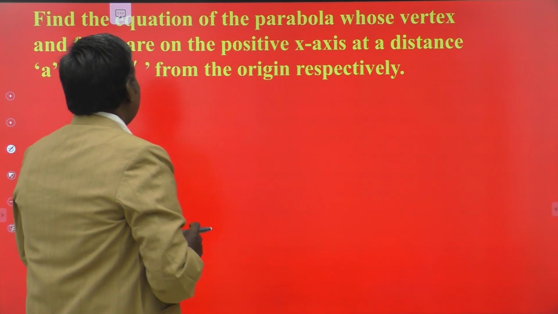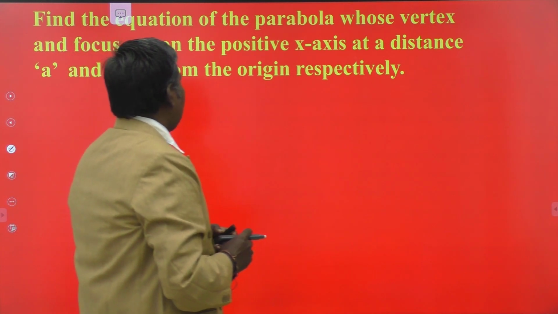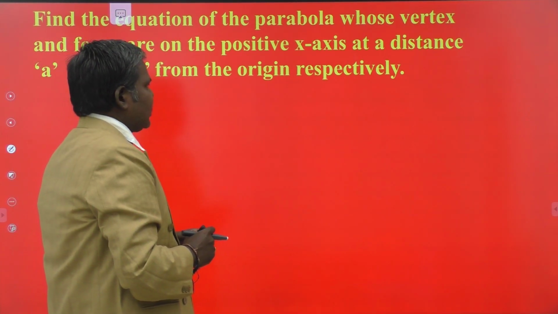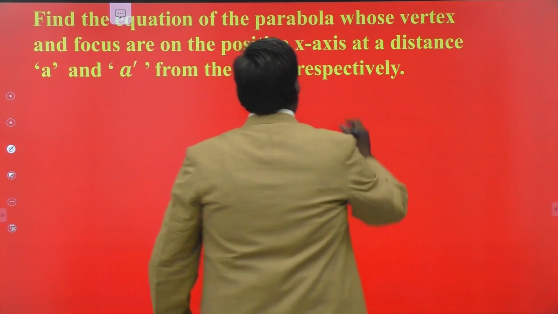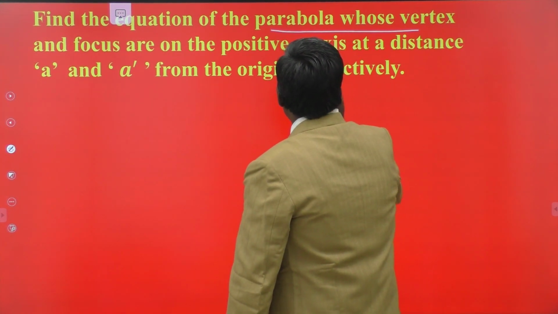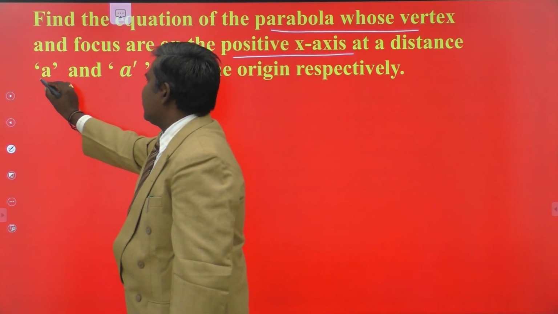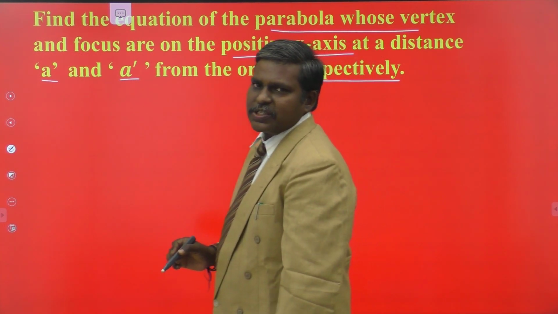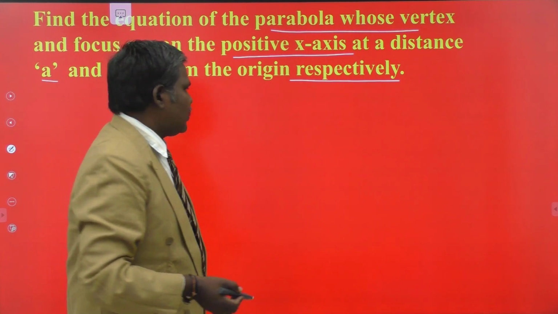Next one. Find the equation of parabola whose vertex and focus are on the positive x-axis, which are at distances a and a dash from origin respectively. This is the question. You have to find out the equation of parabola. Vertex and focus on the positive x-axis, and also given that these are at distances a and a dash from the origin respectively.